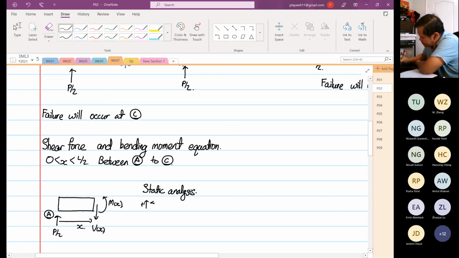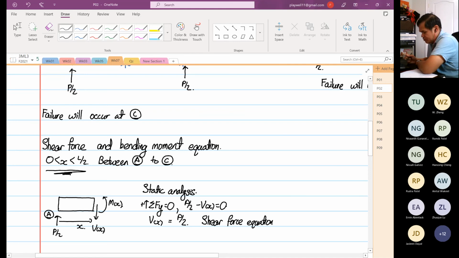Positive is going up, summation of forces in the y direction is equal to 0. We have P/2 minus V as a function of X is equal to 0. So V as a function of X is equal to P/2. So this is our shear force equation, and the limits are 0 to L/2.